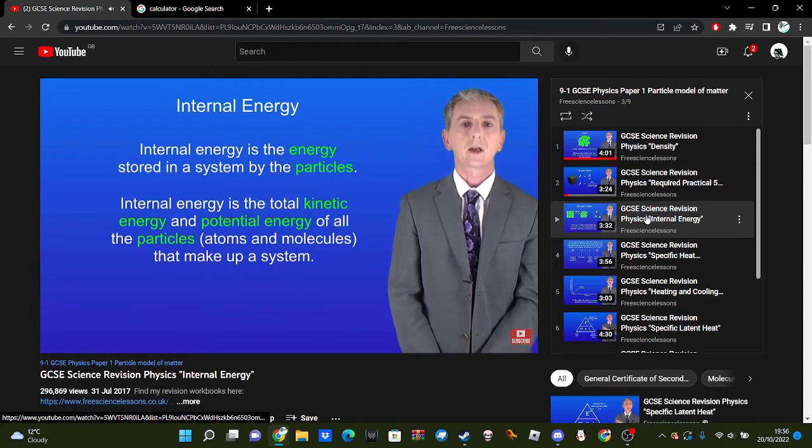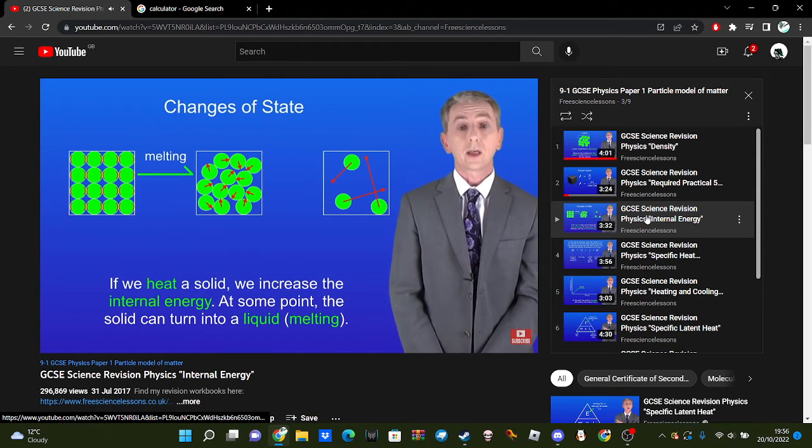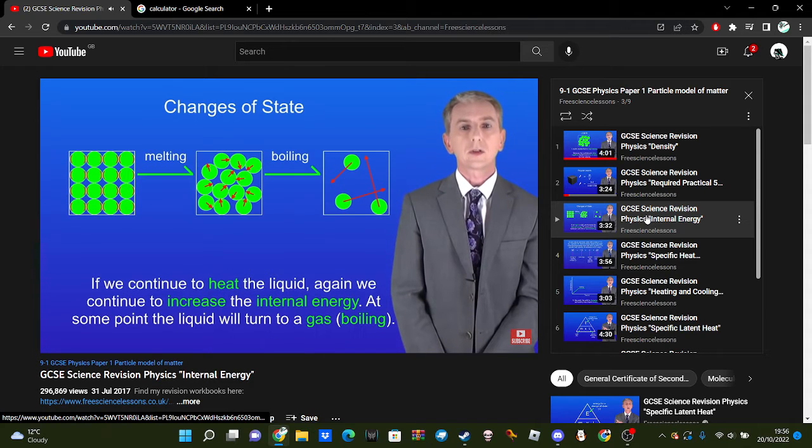If we heat a solid, we increase the internal energy. At some point, the solid can turn into a liquid, and we call this melting. If we continue to heat the liquid, again we continue to increase the internal energy, and at some point, the liquid will turn to a gas.